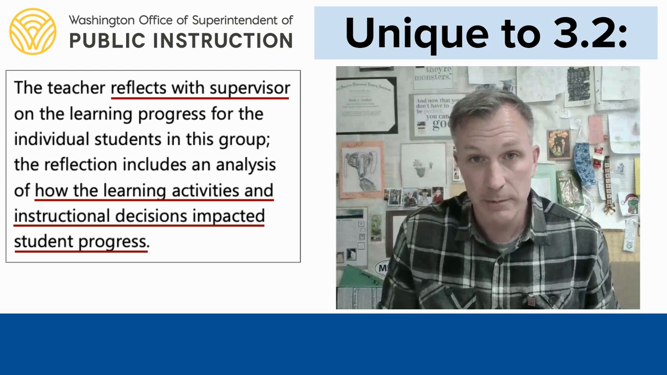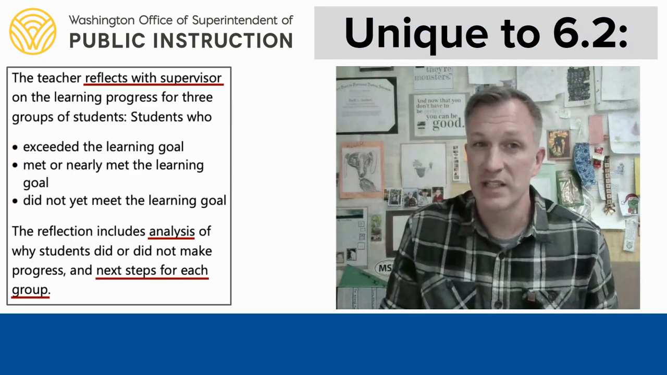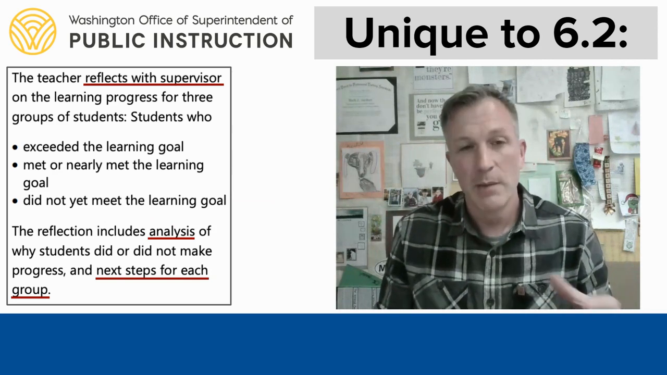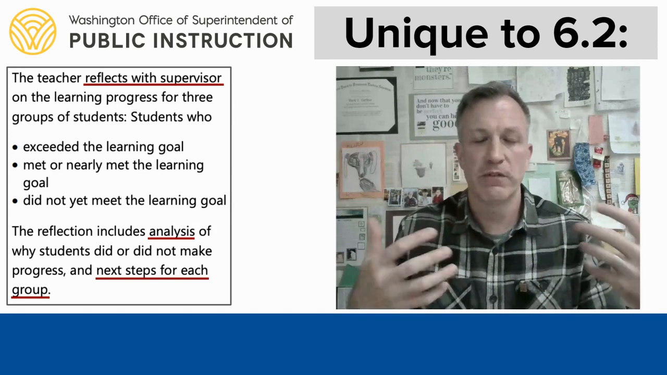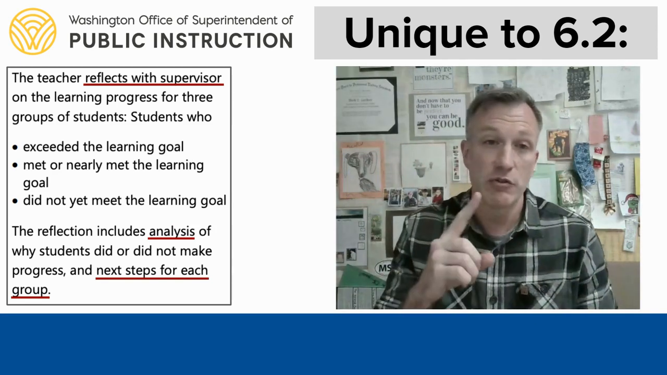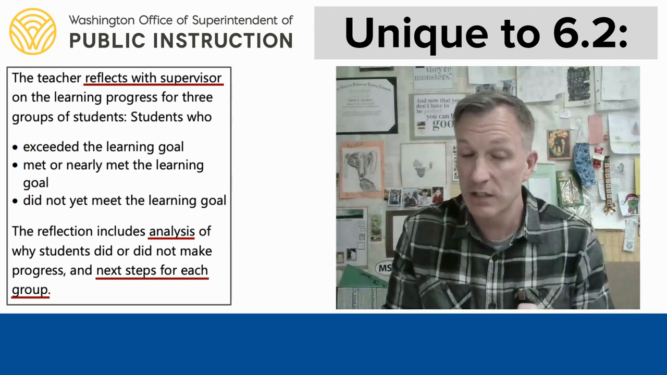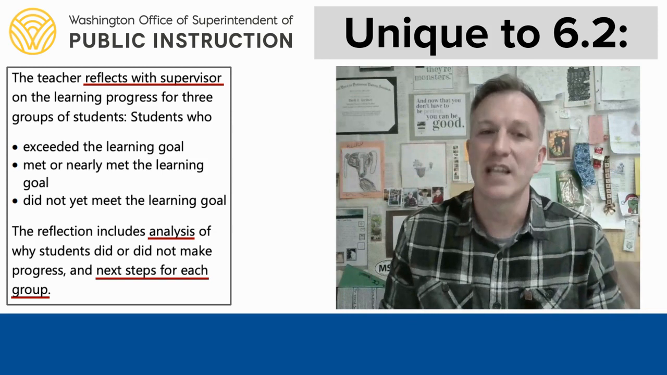Similar to 3.2, 6.2 also has a reflects with supervisor section, but in this case, it's not about individual students, it's about categories of students. So we're reflecting on 3 different kinds of broad categories of students. Students who met or exceeded the goal, the students who met or nearly met the learning goal, and the students who did not yet meet the learning goal.